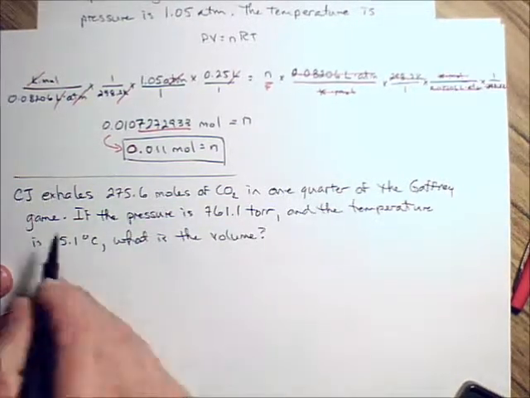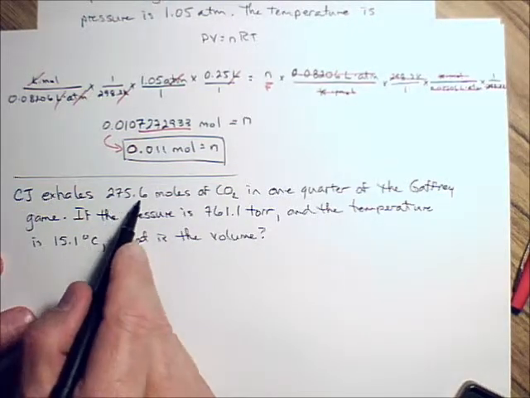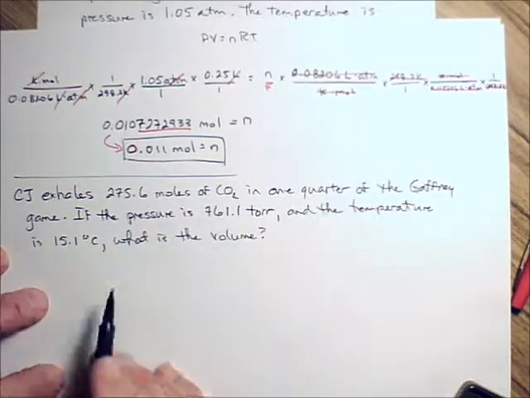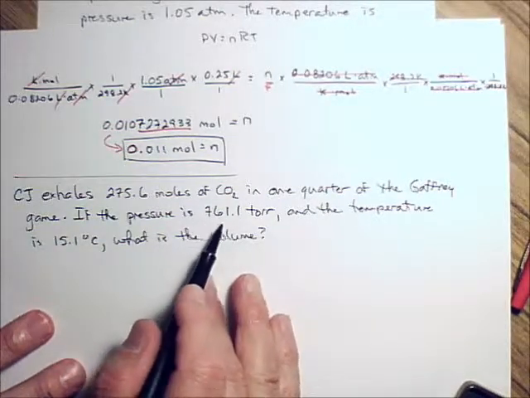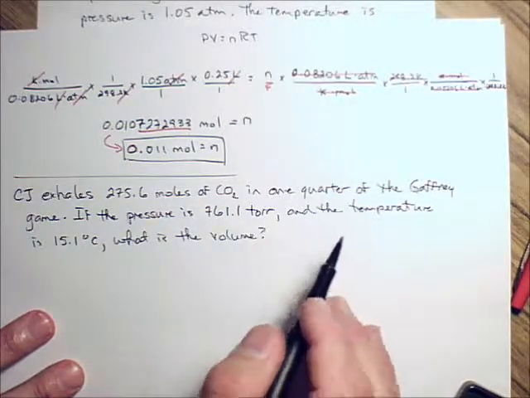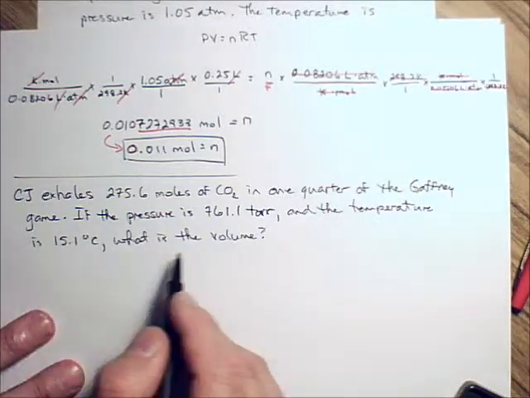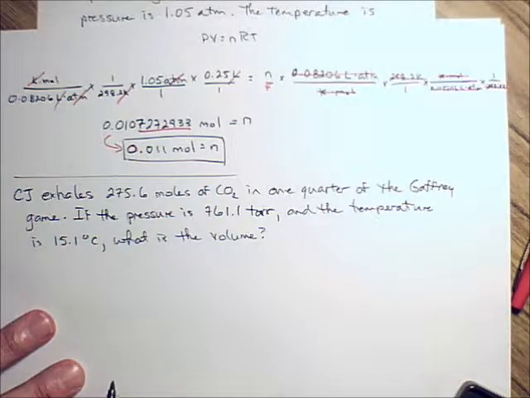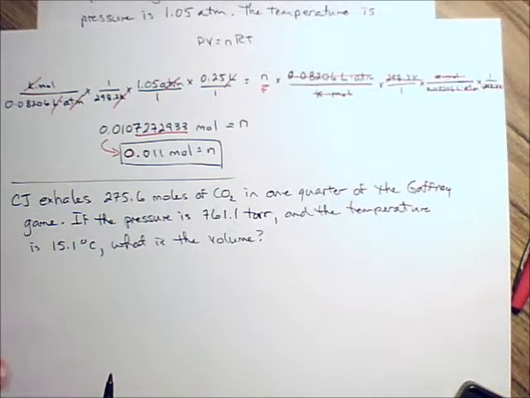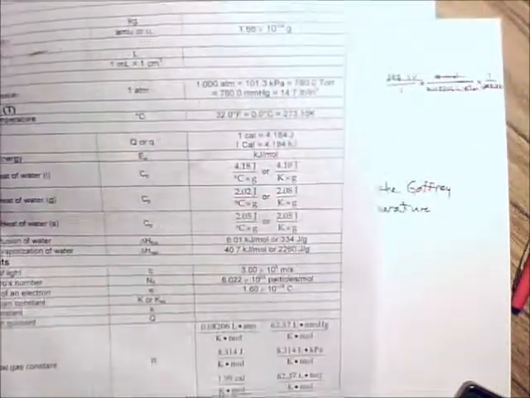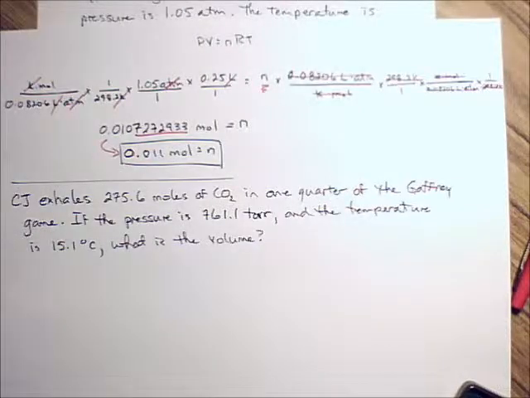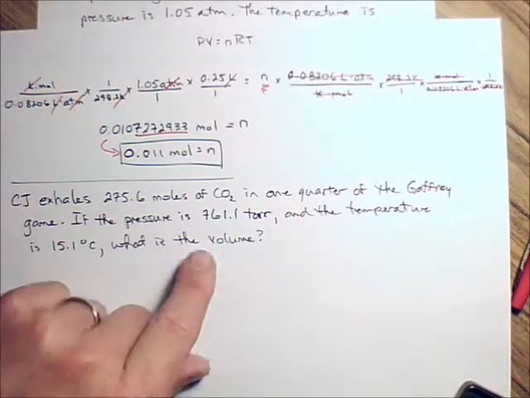CJ exhales 275.6 moles of CO2 in a quarter of the Gaffney game. If the pressure is 761.1 torr, T-O-R-R, and the temperature is 15.1 degrees C, what's the volume? It's one of the pressure units. There's torr listed on the front page there with the other pressure units. Was that 761.1? 761.1.